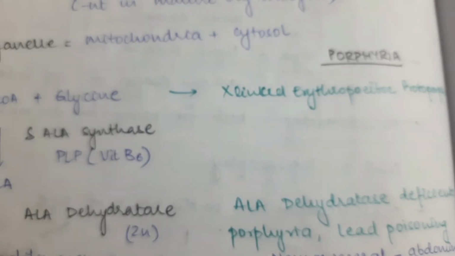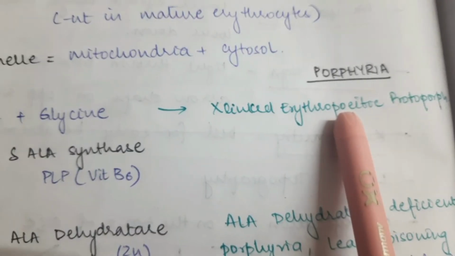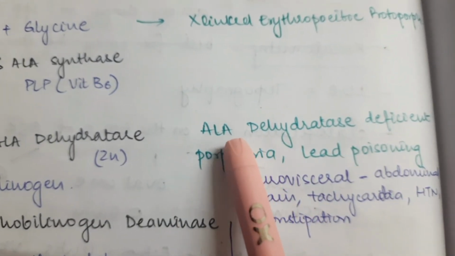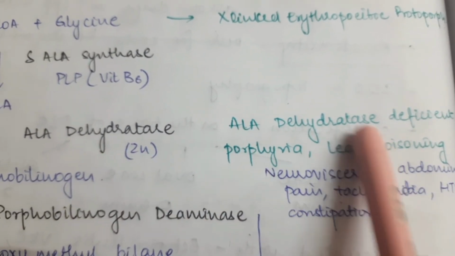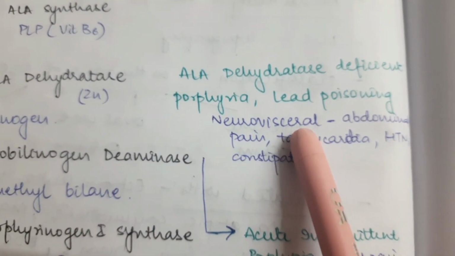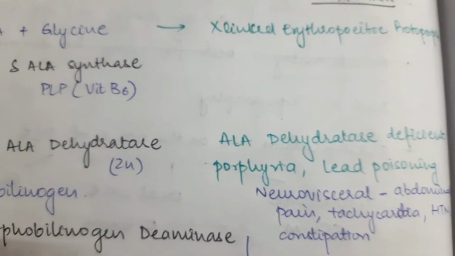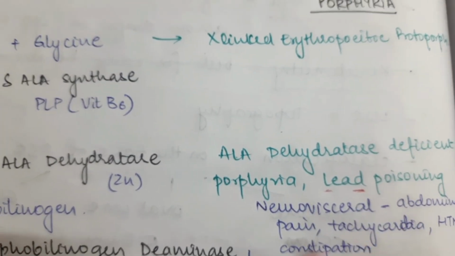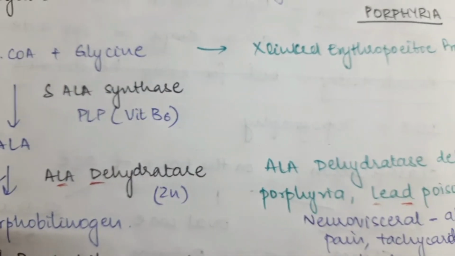So deficiency of the enzyme delta ALA synthase leads to X-linked erythropoietic protoporphyria. Deficiency of ALA dehydratase leads to ALA dehydratase deficient porphyria. Now deficiency of ALA dehydratase can also be caused by lead poisoning. And the main manifestations involved here are neurovisceral, where the patient will have abdominal pain, tachycardia, hypertension, and constipation along with psychiatric symptoms. You can remember it this way. The word lead has L and D in it. So ALA dehydratase enzyme is what is affected in lead poisoning.